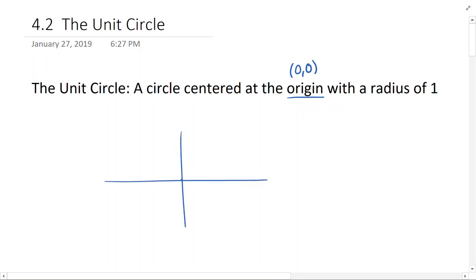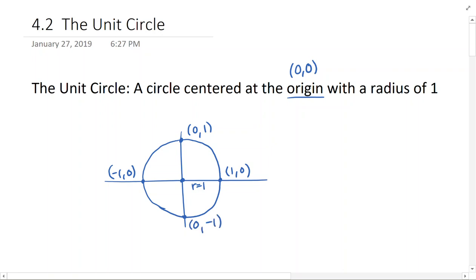So if we have a graph, this center is our origin, and we have a circle. And we do know that our radius equals 1. Therefore, this point on the edge must equal (1, 0). The point above would be (0, 1). The point to the left would be (-1, 0). And the point below here would be (0, -1).